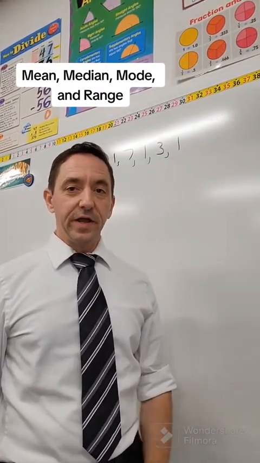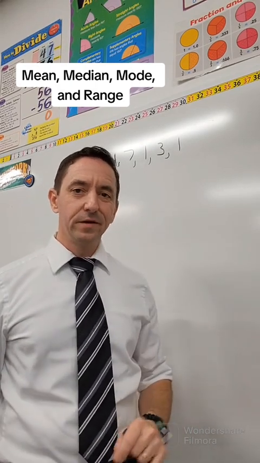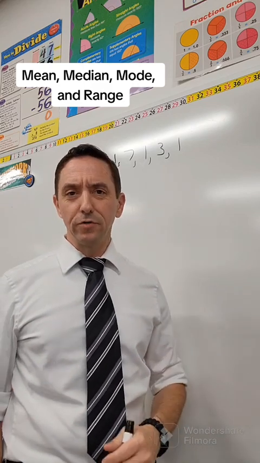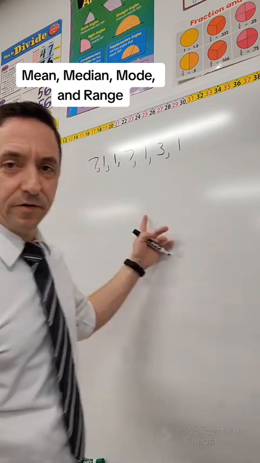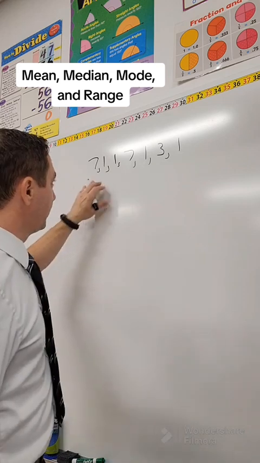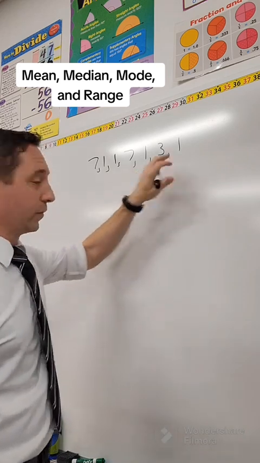I thought we'd jump in today with a quick review of mean, median, mode, and range. So let's start off like you would always start off with one of these, with a set of data, which we have back here. Now as you can see, our data points are 7, 1, 1, 7, 1, 3, 1.